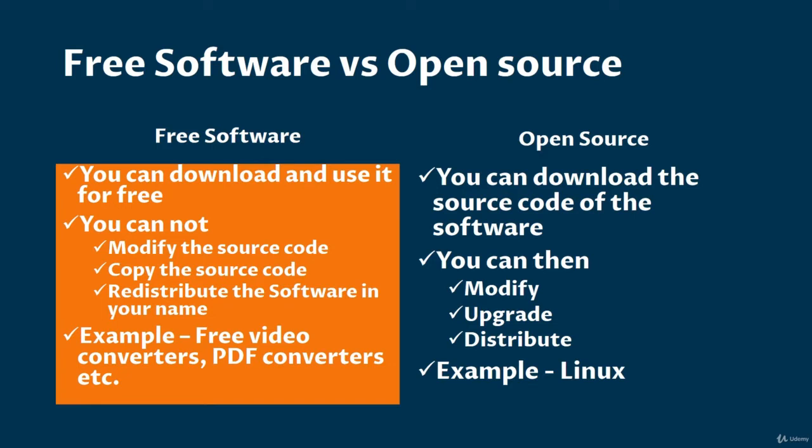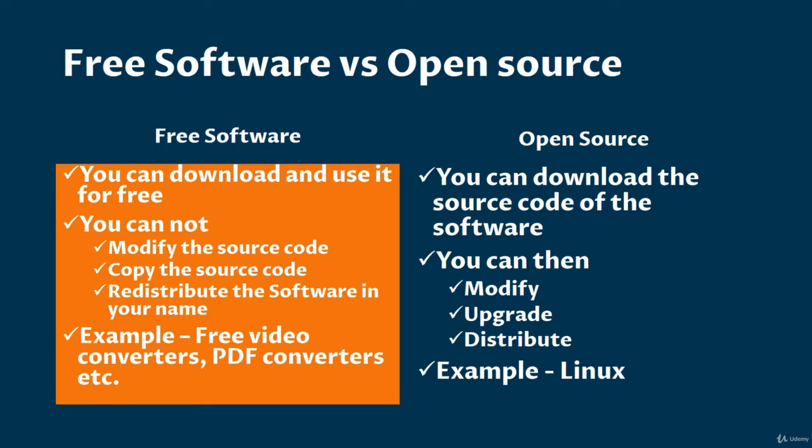So, in free software, you can download and use it for free. But what you cannot do is modify the source code of the software, copy the source code, and redistribute the software in your name. For example, free video converters and PDF converters are free software.